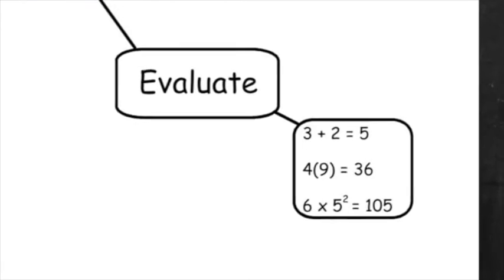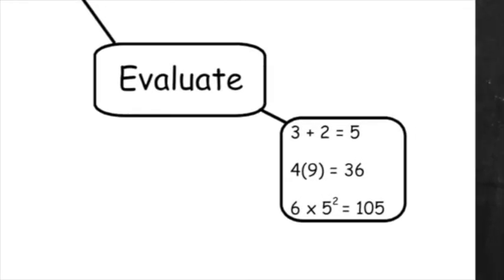And then to evaluate is when we use those algebraic expressions and put that equal sign there and actually do the math. So 3 plus 2 evaluated equals 5. 4 times 9 equals 36. 6 times 5 squared equals 105.